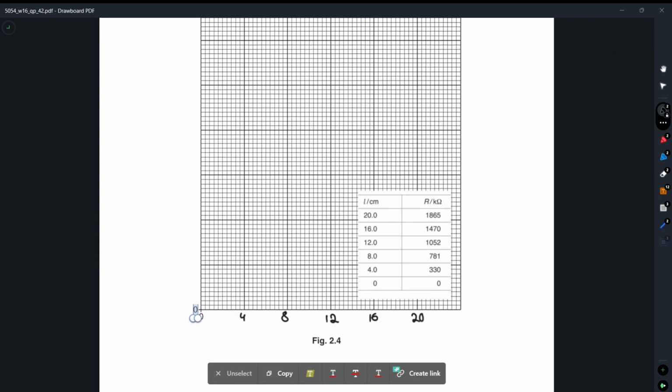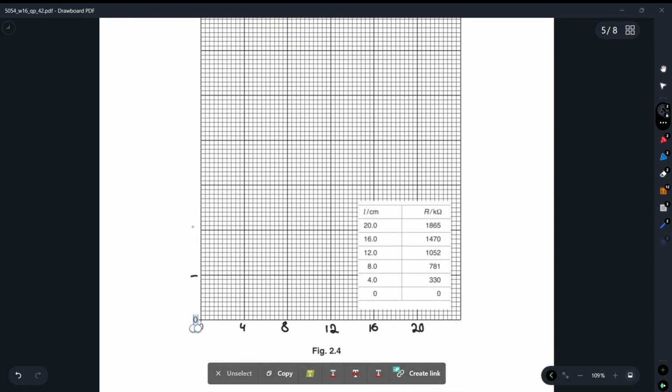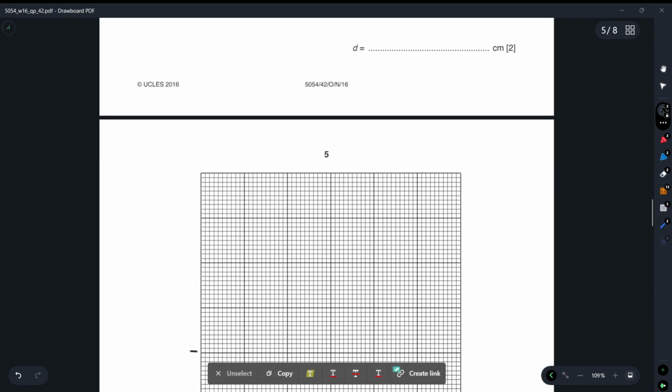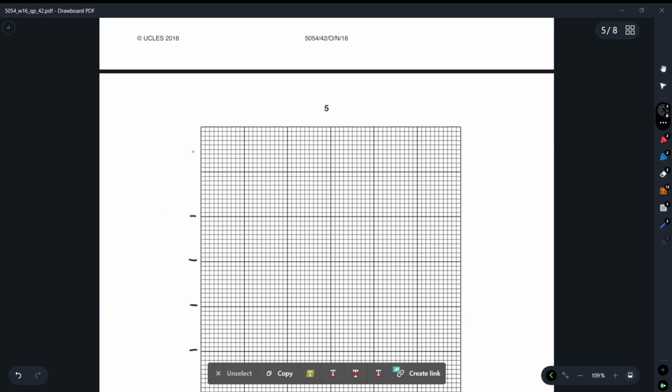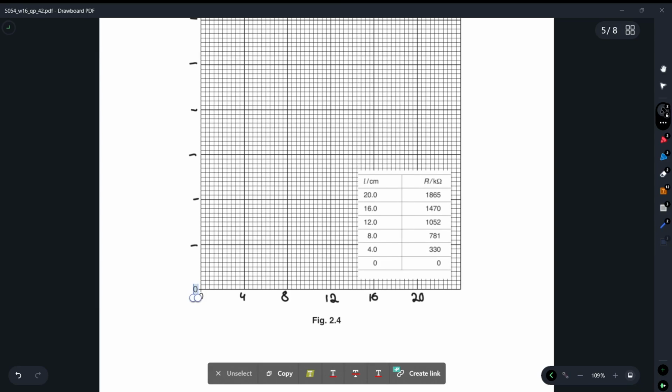On the other hand, for R we have 0 to 1800. And how many divisions do we have? 1, 2, 3, 4, 5, 6, 7, 8, 9 and 10. So we have 10 divisions over here. Obviously, I'm going to have to go with 200, since it's going up to approximately 2000. So 200 would be a good estimate: 200, 400, 600, 800, 1000.